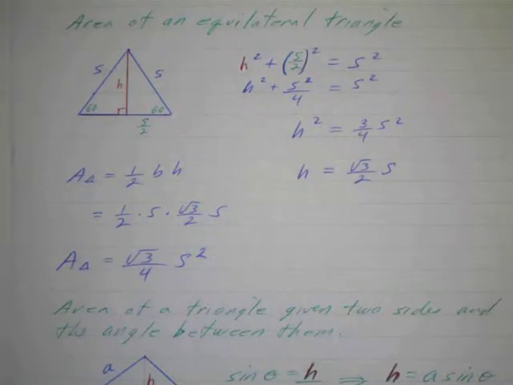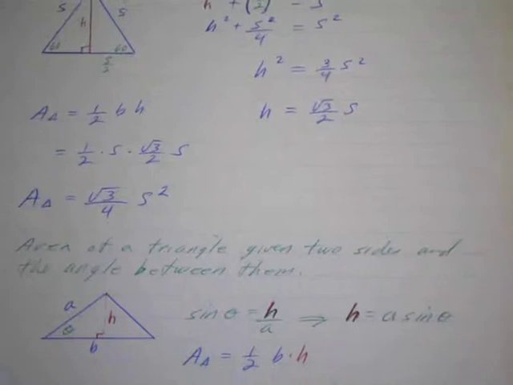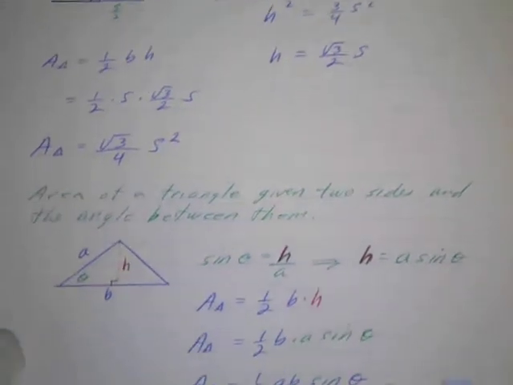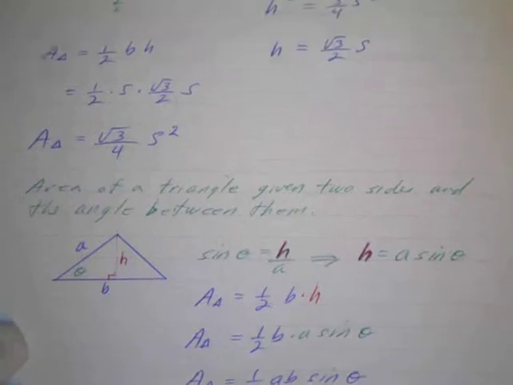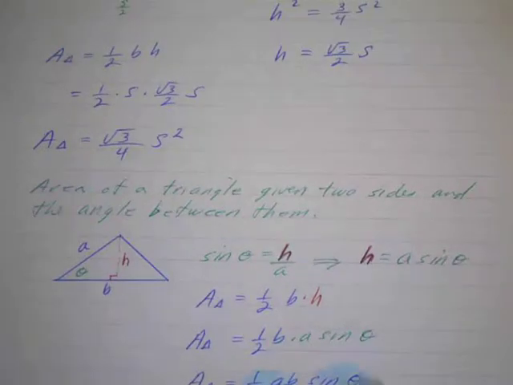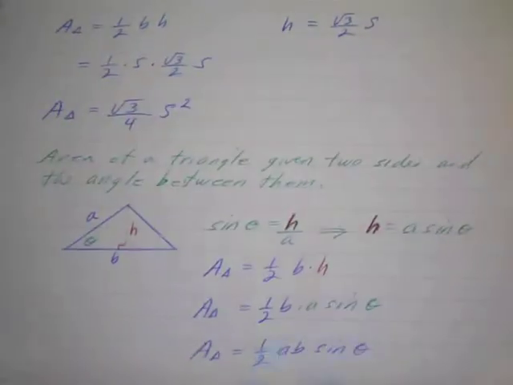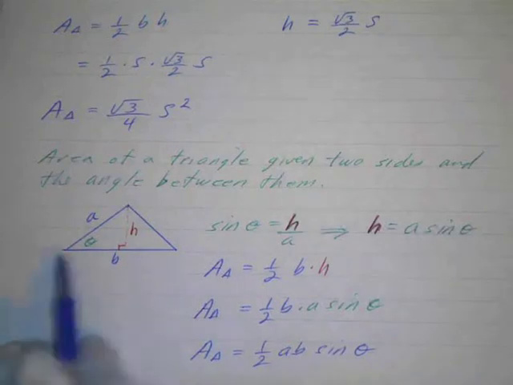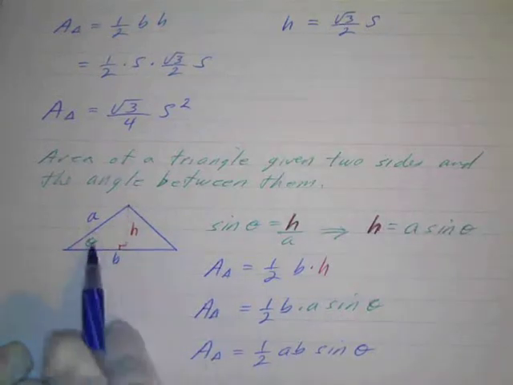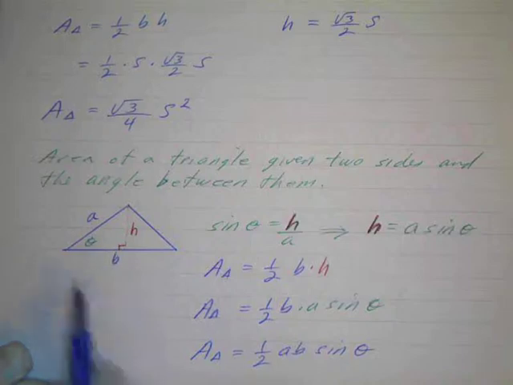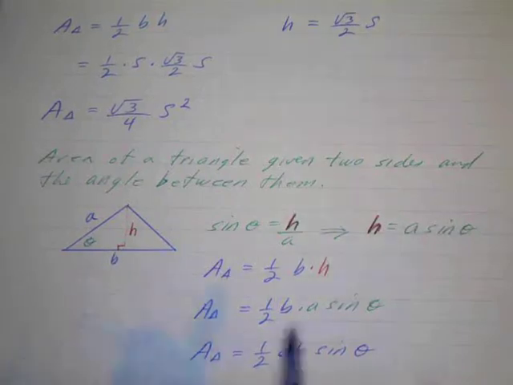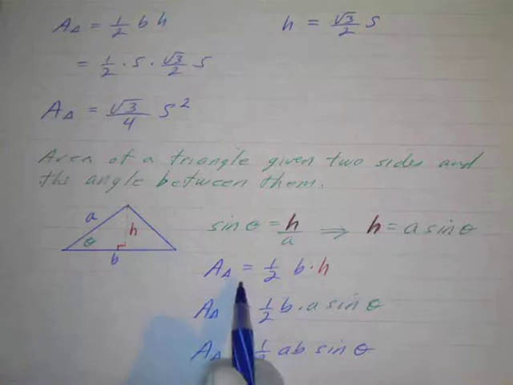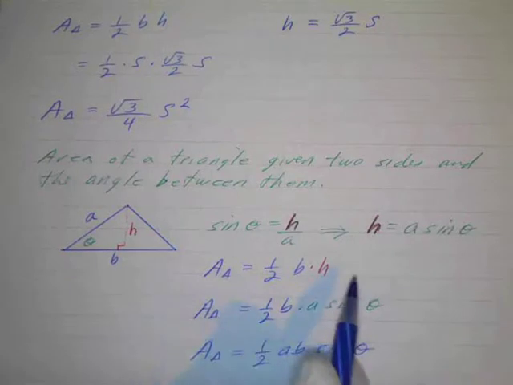Another formula that comes in handy is the area of a triangle, given two sides and the angle between those. And this is another one that's easy to derive. If this is a triangle and we know one side, the angle, and the other side, the two sides and the angle between them, okay, if we want to find the area of this triangle, again, we're going to go back to our basic formula. Area equals 1/2 base times height.